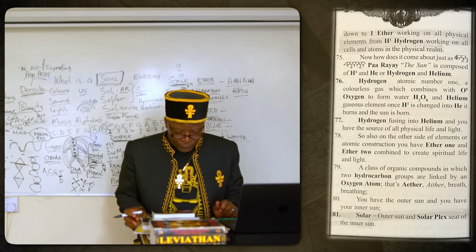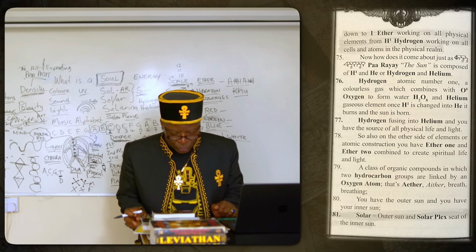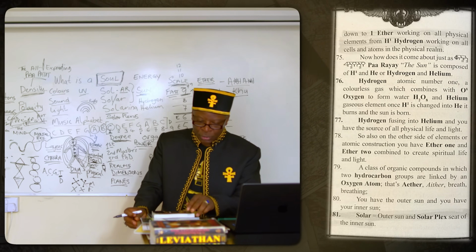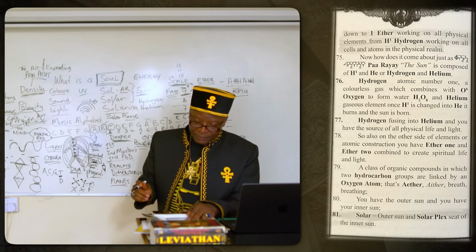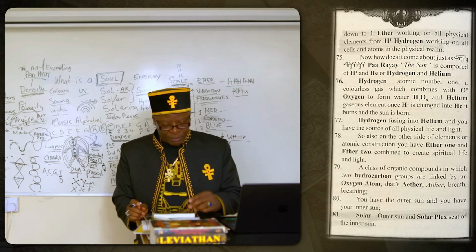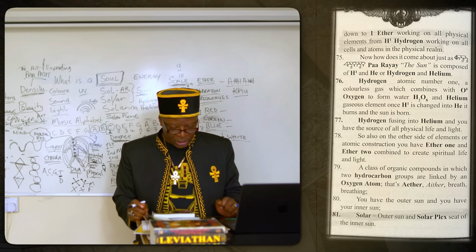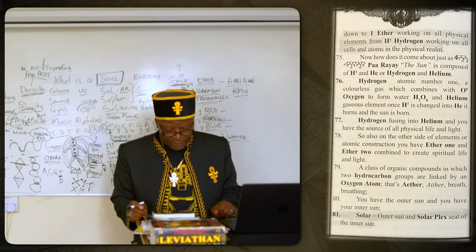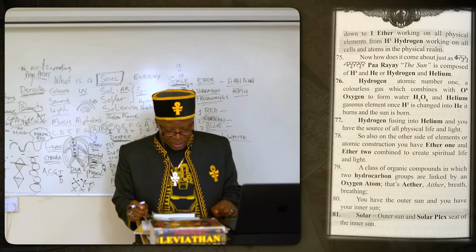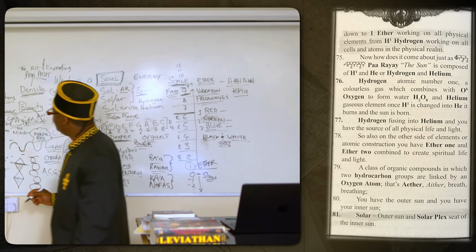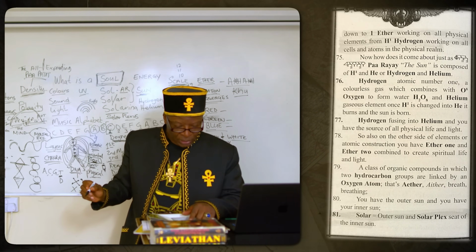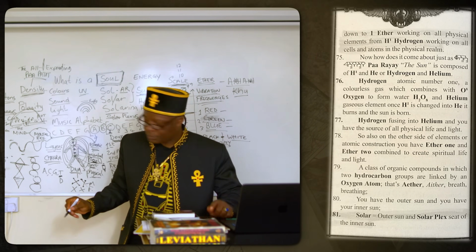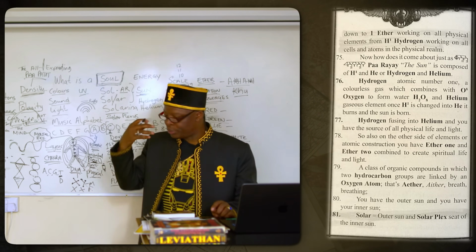77. Hydrogen fusing into helium, and you have the source of all physical life and light. So also on the other side of the elements or atomic construction, you have ether 1 and ether 2 combined to create spiritual life and light. 79. A class of organic compounds in which 2 hydrocarbon groups are linked by an oxygen atom, that's ether. People may spell it A-E-T-H, or A-I-R, which deals with breath, breathing.